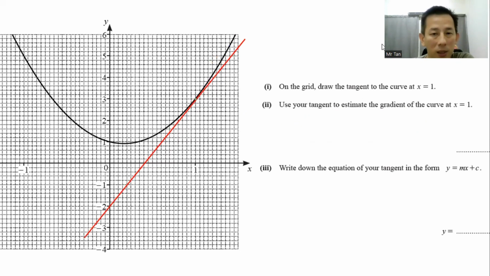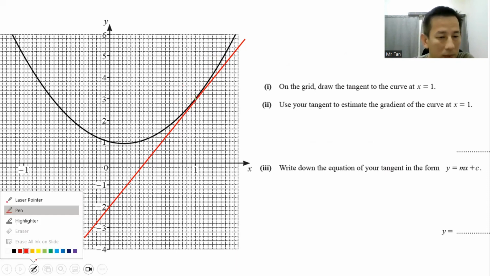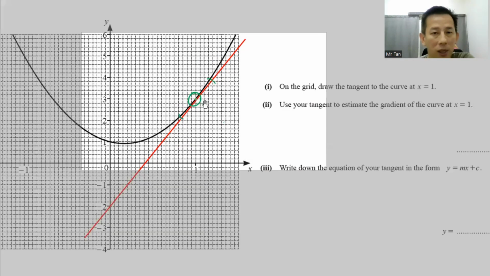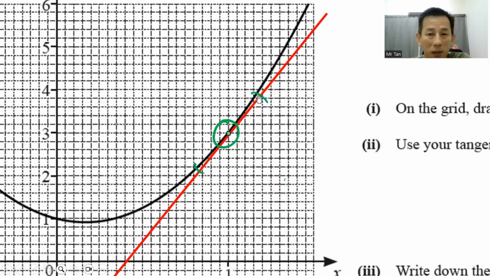Okay, at x equal to 1. Do take note of left, right here. When you draw a tangent, make sure the angle between your tangent and the graph on both sides is balanced.